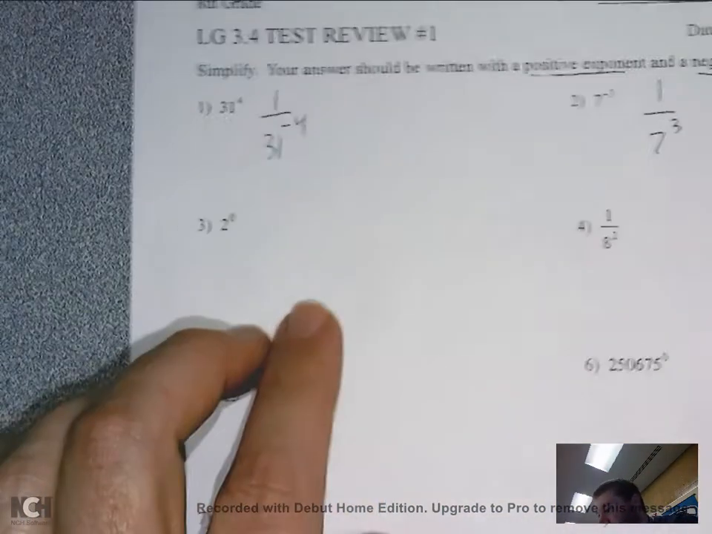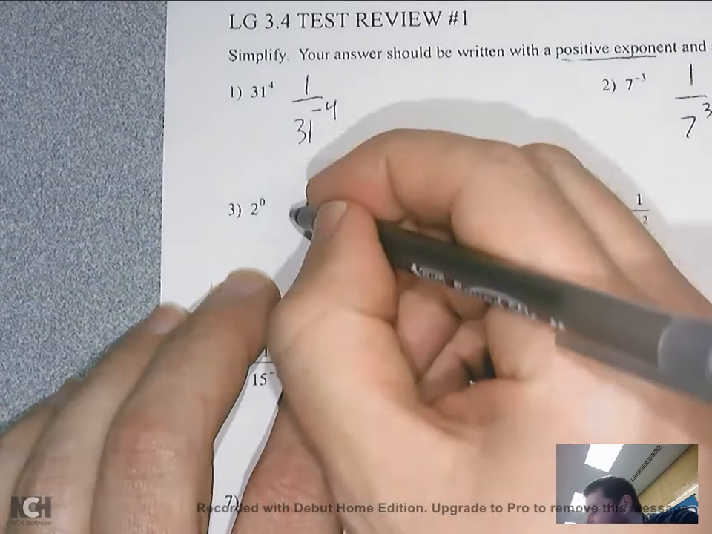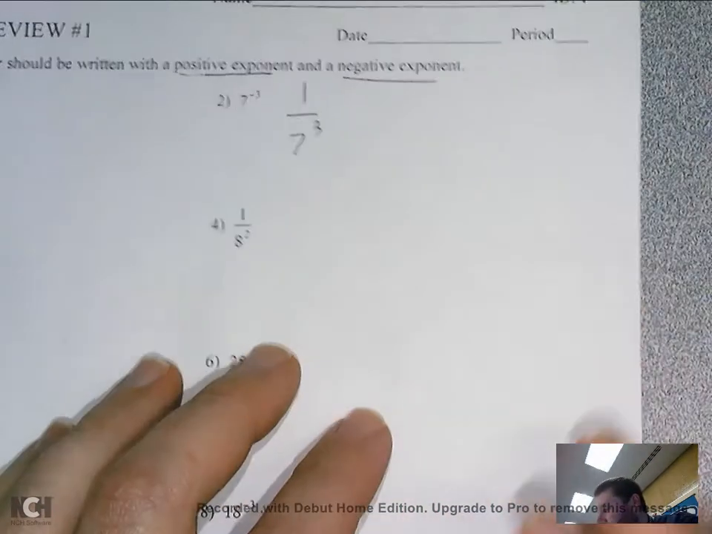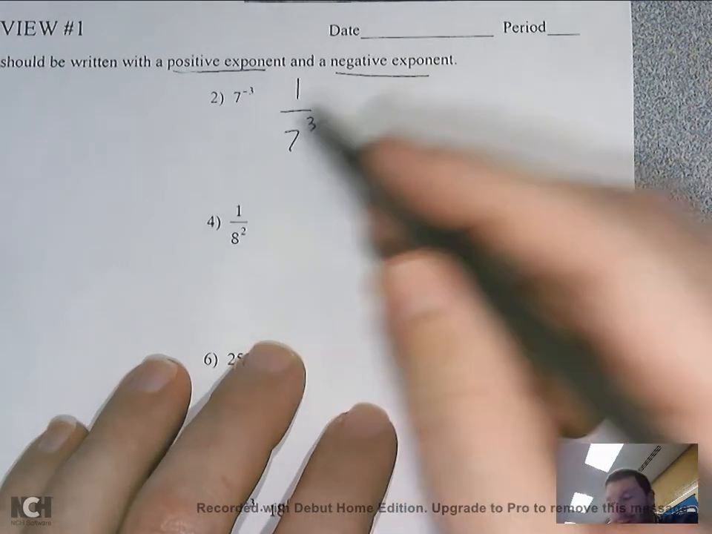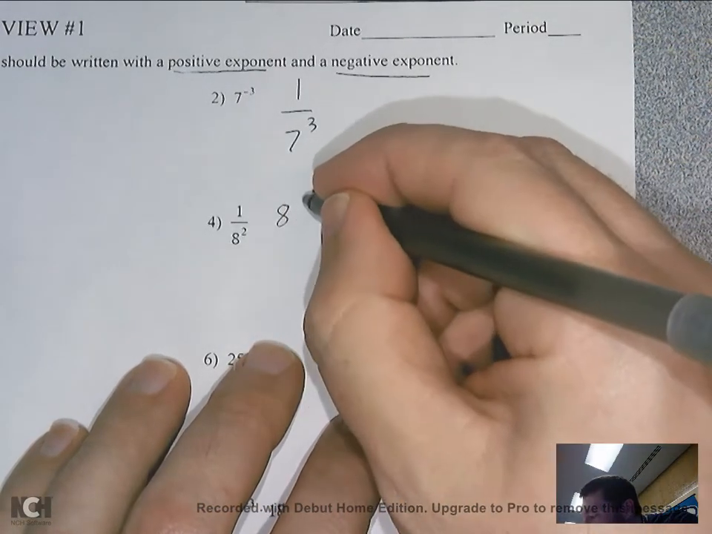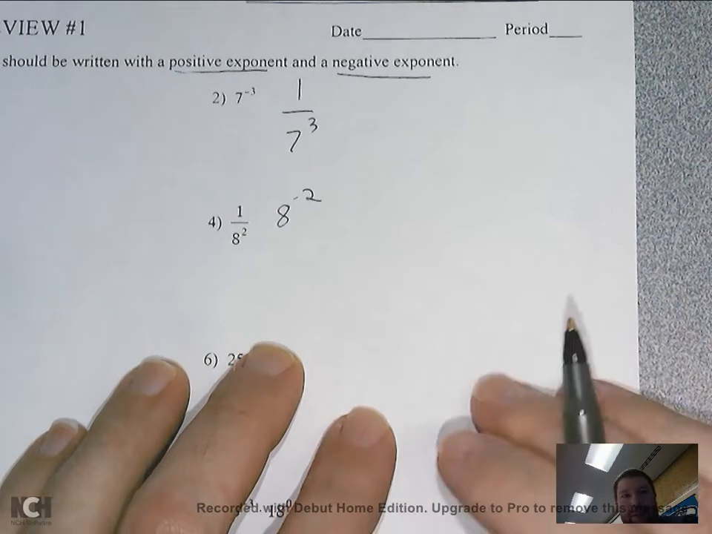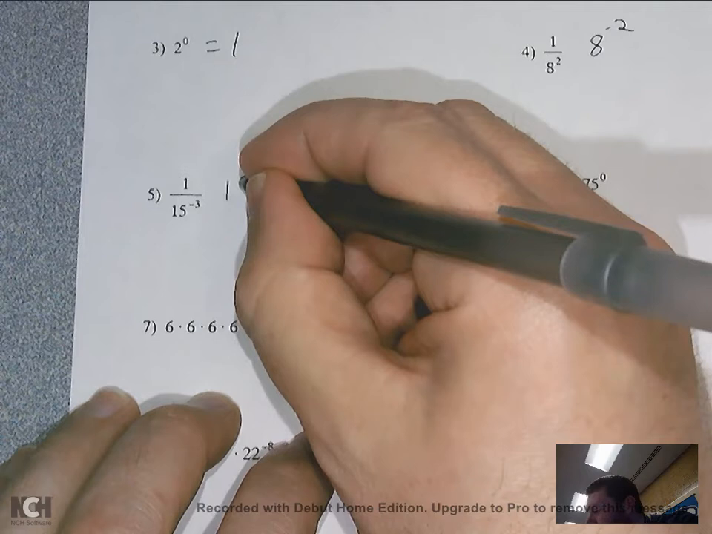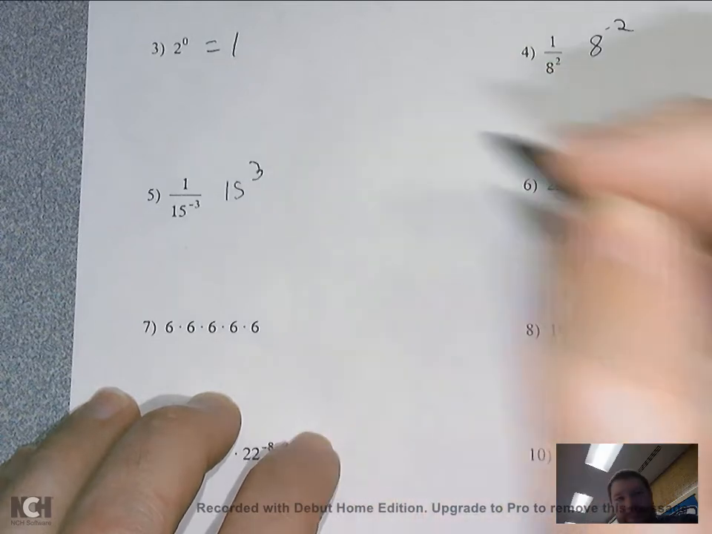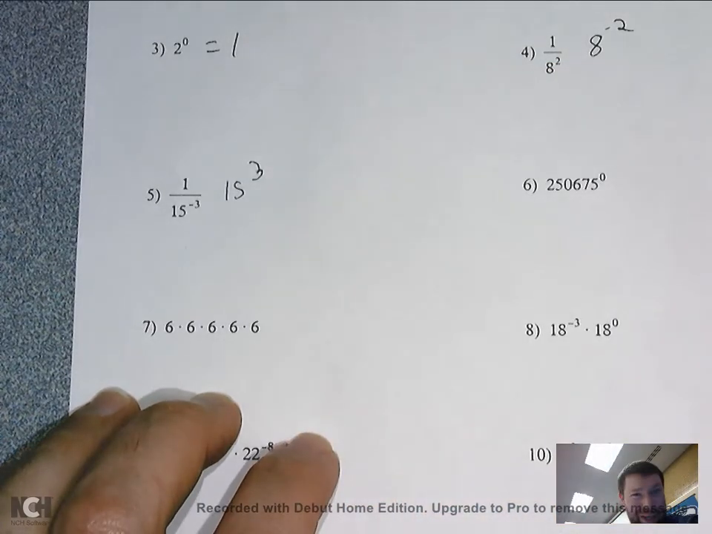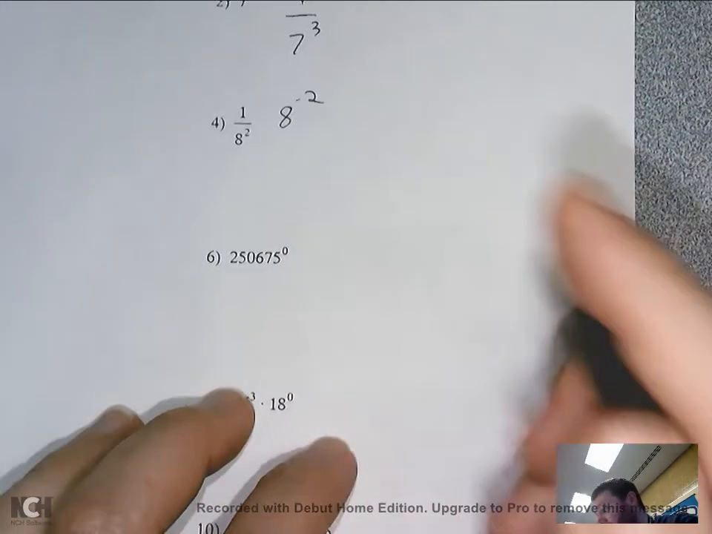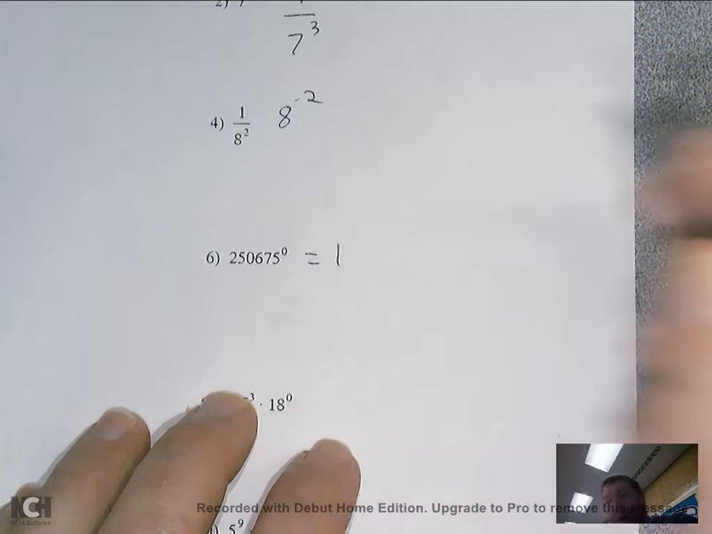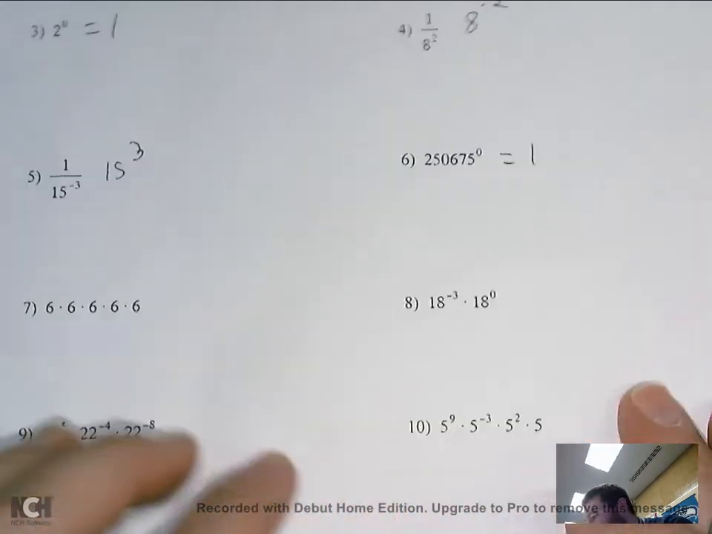Okay, 2 to the 0 power, anything to 0 power is 1. That's all you need to do there. 1 over 8 to the second, again, just flip it across the fraction bar, so it would be 8 to the negative second. 1 over 15 to the negative third, again, flip it across the fraction bar, 15 to the third. Okay, pretty tough so far, right? 250,675 to the 0 power is just 1, because anything to 0 power is 1.